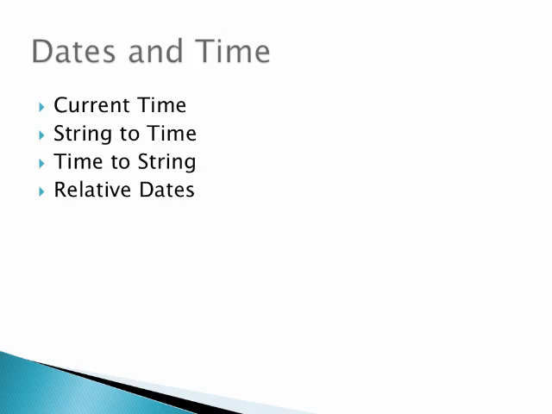So first we'll talk about how we can get the current time, and we'll talk about how we can create a time from a string or convert a string to a time. Then we'll talk about converting a time back to a string so you can display it in your HTML page. Then we'll finish up talking about relative dates.